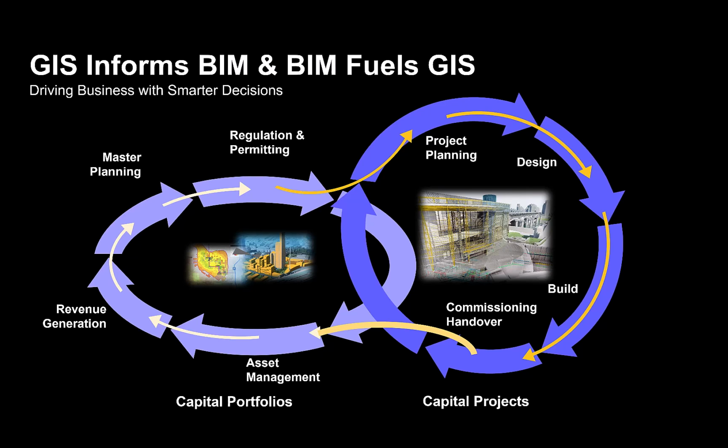In a traditional view of an asset's lifecycle, GIS is typically used to manage capital portfolios. BIM processes are primarily used for the delivery of capital projects. This strategic alliance helps to unite both life cycles, which allows GIS to provide information for the realization of BIM models, and these models in turn feed back and enrich the geospatial information of the GIS models.